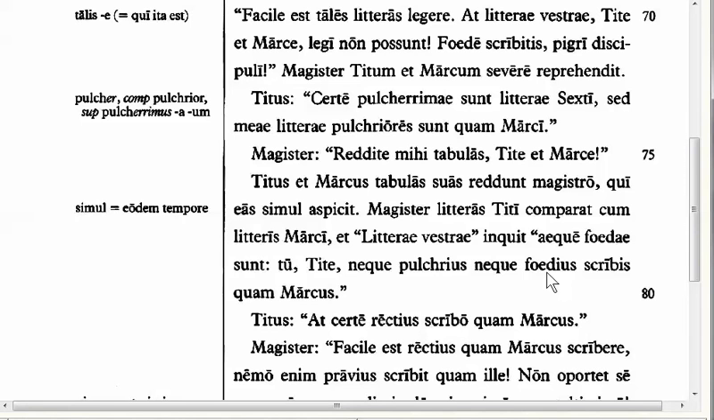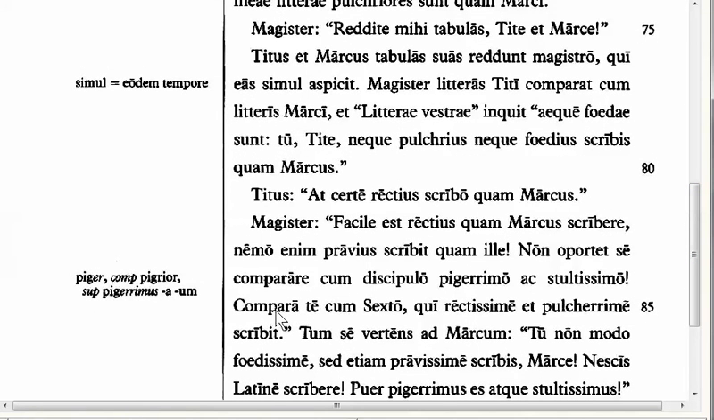So we're going to see an example of that in line 85, where we have the sentence, "Comparate cum Sexto, qui rectissime et pulcherrime scribit." Compare yourself with Sextus, who is writing very correctly and very beautifully, or who writes the most correctly and the most beautifully. So here we see rectissime from the positive adverb recte, correctly, rectius, more correctly, and then the superlative here, the most correctly or very correctly, rectissime. And then pulcherrime, coming from pulchre, beautifully, comparative, pulchrius, more beautifully, and pulcherrime, the most beautifully.